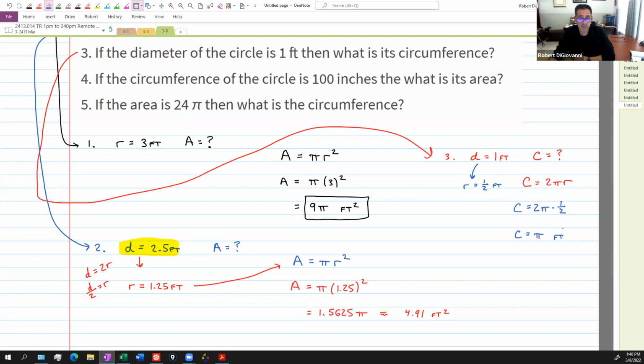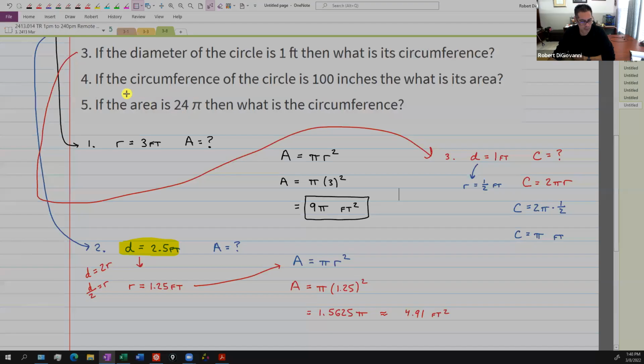Still good? Fourth one. I gotta copy these because I'm out of room here.